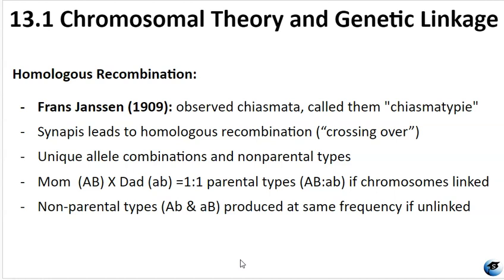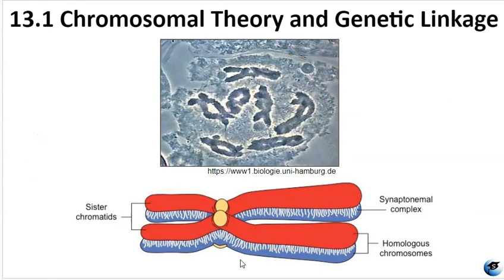So what Morgan discovered was that both parental and non-parental cases occurred when test crossing individuals with a homozygous recessive parent. And what this indicates is that while linkage is the majority outcome, a significant portion of offspring resulted from recombination. This figure here illustrates the chiasmata that Janssen observed. And notice these are the same synapses that we saw when we were discussing meiosis in lesson 1. Let's watch this short video that further discusses the chromosomal theory and recombination.